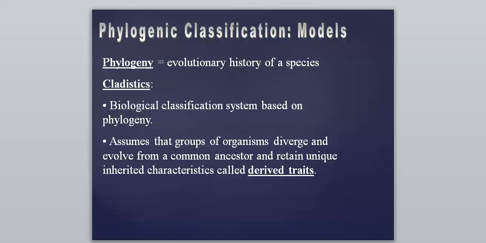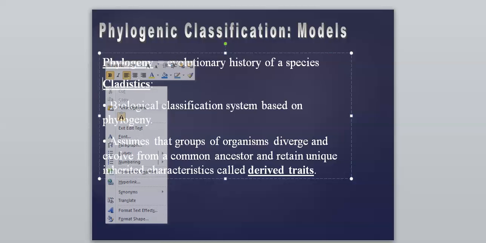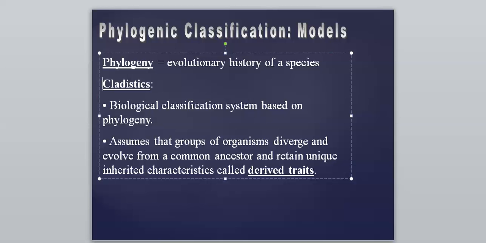So cladistics is the most commonly used classification method today, and it assumes that groups of organisms diverge and evolve from a common ancestor and retain unique inherited characteristics called derived traits. So I guess a derived trait between us and chimps would be that we both have the use of arms or limbs or things like that. So that shows that we came from a common ancestor.